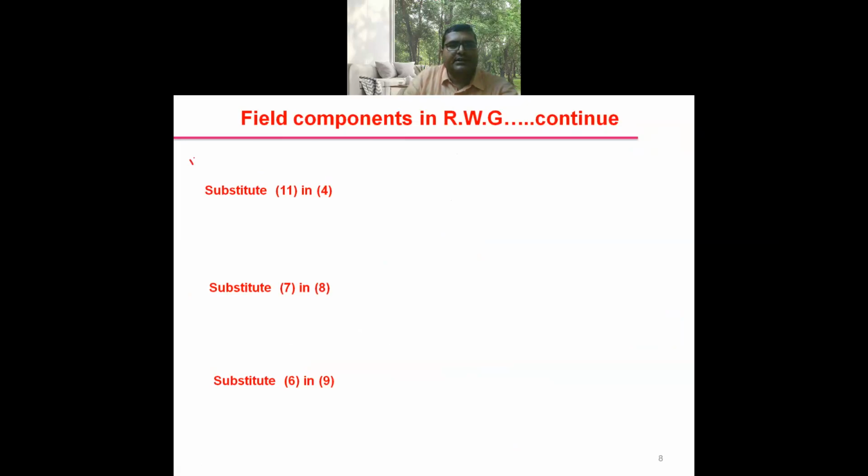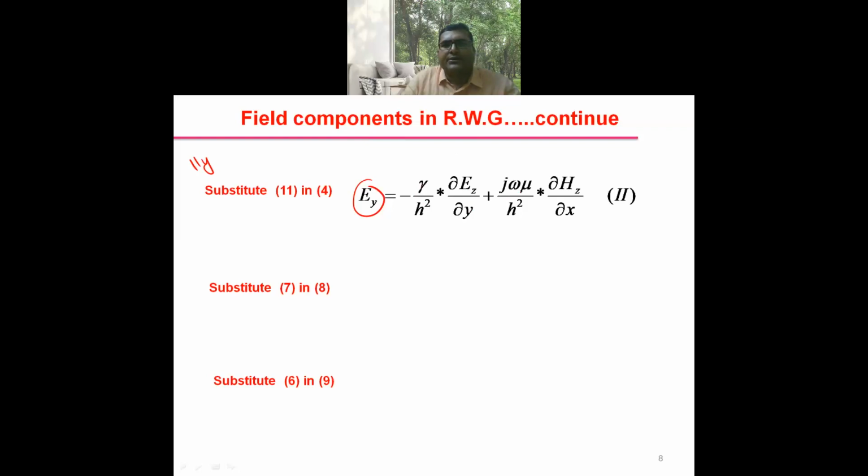Similarly, substitute 11 in 4 and after rearranging, we are going to get Ey is equal to minus gamma by h square dou Ez by dou y plus j omega mu by h square dou Hz by dou x. Electric field component along y-axis in rectangular waveguide.